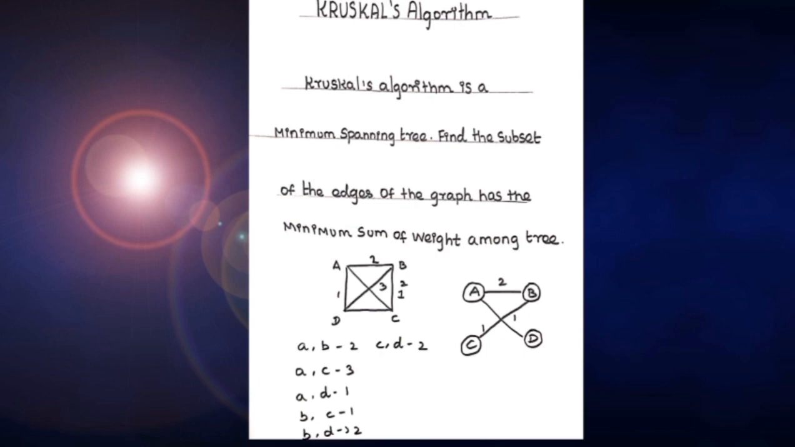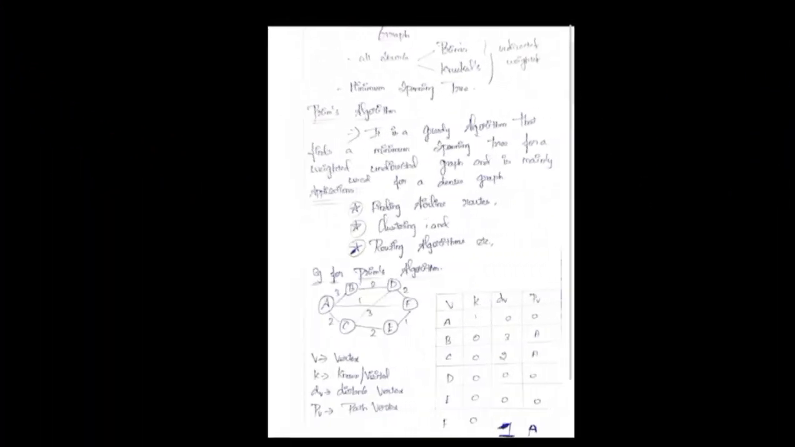We came to know that A, D is found to be the lowest weight, so we need to draw a line from A to D. Then B, C is the next lowest element, so we need to draw a line from B to C. Next we came to know that A, B with a weight of 2 is the lowest weight, so we need to draw a line from A to B. The next lowest weight is B, D, but B, D cannot be drawn because it forms a cycle, so it is rejected.